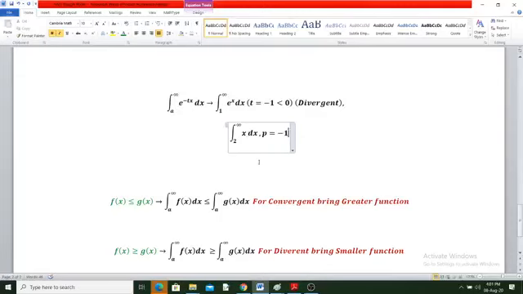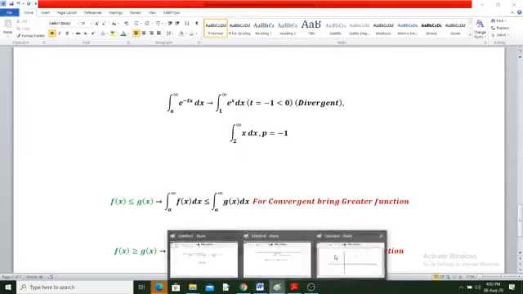Again, from a geometric point of view, this integral is divergent. Why? Because x is an increasing function, and when we integrate it from 2 to infinity, we get a very large area. That's because the definite integral means the area under the curve.